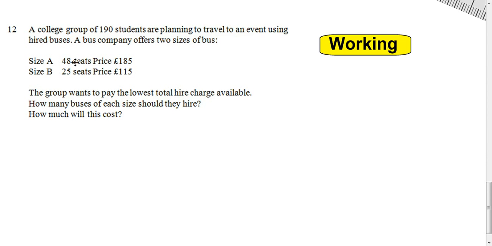So you want as many bus A's as you can. This is round about 50. But if you do 48 multiplied by 4, you get 40 times 4 is 160 and 4 8s are 32, so you get 192 students for 4 bus A's. So this works out the cheapest here. 4 bus A's, and you do 4 times 185 to get your £740 for your bus A's.